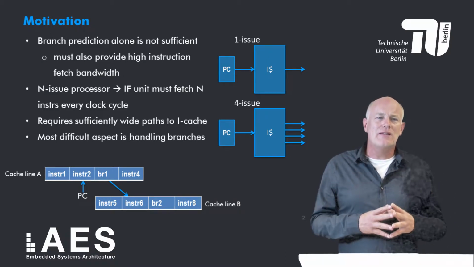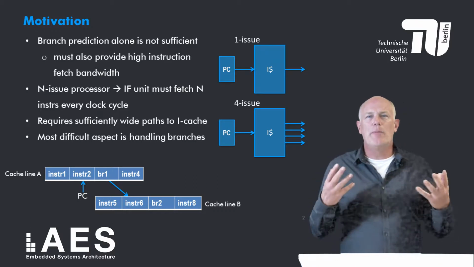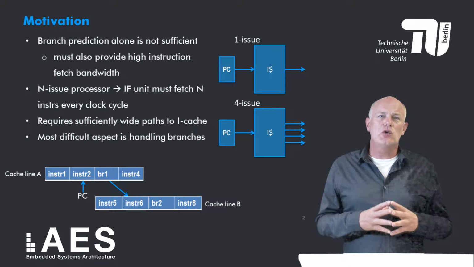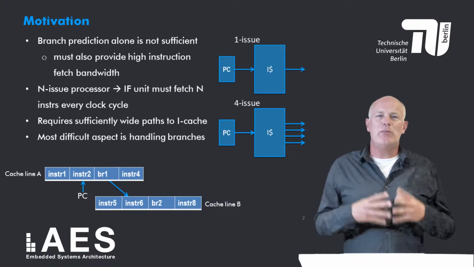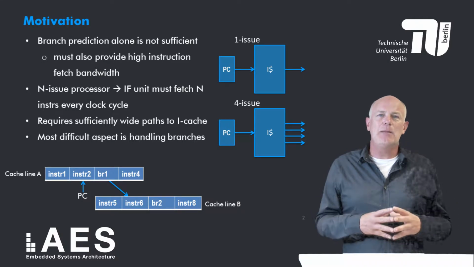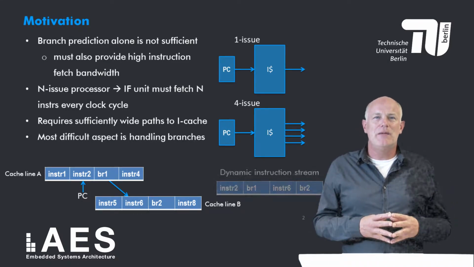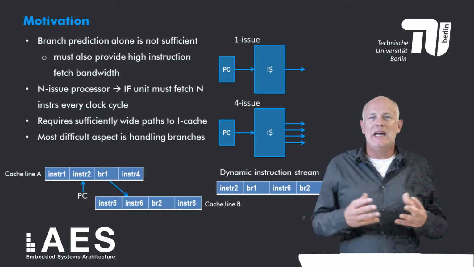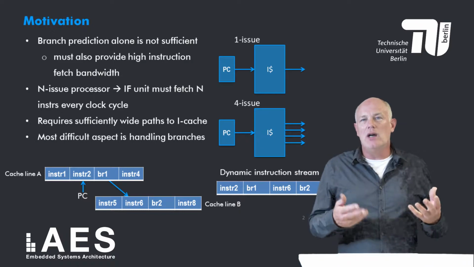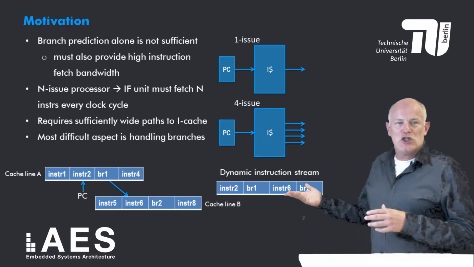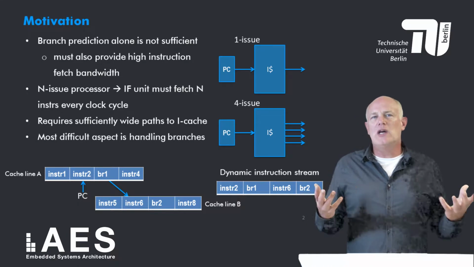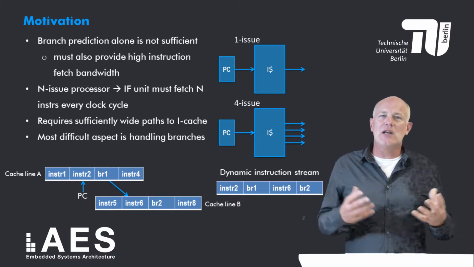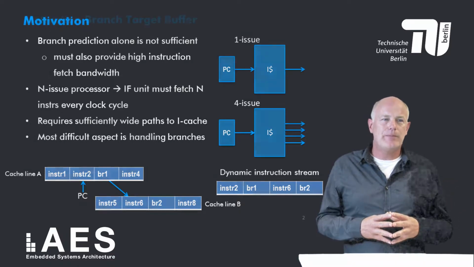Consider for instance the example shown here at the bottom, where the program counter currently points to instruction 2 in cache line A, and instruction 2 is followed by a branch, and this branch branches to instruction 6 in cache line B, which is followed by another branch. Then the dynamic instruction stream that should be provided to the issue unit is instruction 2, branch 1, instruction 6, branch 2, as shown here on the right. But fetching two cache lines and aligning and merging them, all of that in a single cycle, is highly complex.